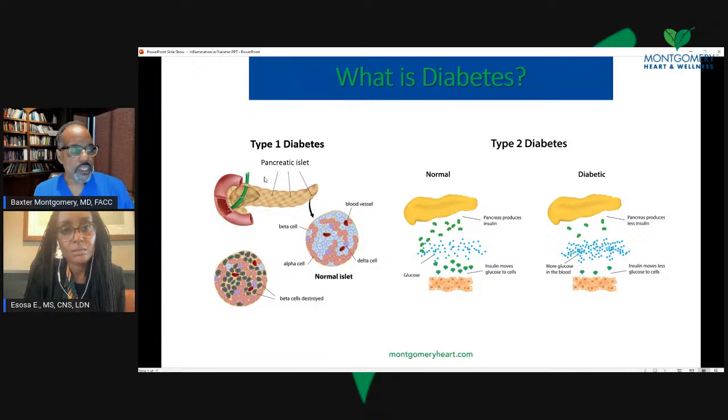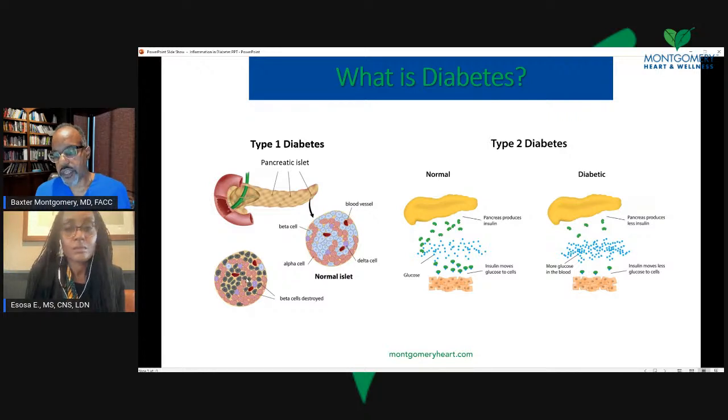So in type 1, you have the pancreatic islet cells. Here's a normal islet cell, but if it's attacked and destroyed by inflammatory molecules, antibodies, and immune cells, then these islet cells no longer function normally, so they don't produce adequate amounts of insulin, and you have lots of scarring there.